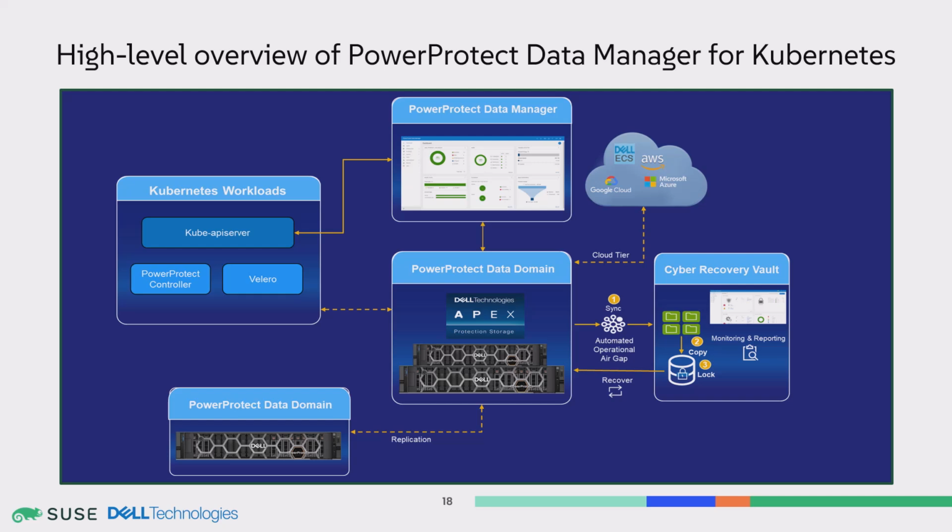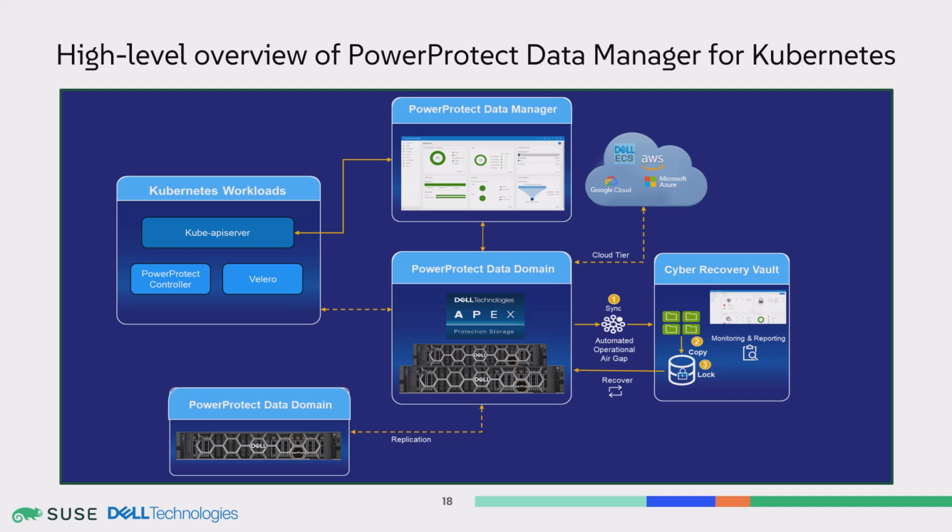During the discovery process, Data Manager creates two namespaces in the cluster, Velero and PowerProtect Controller. The PowerProtect controller is responsible for the backup and restore of persistent volume claims. The Velero component is responsible for the backup and restore of metadata that is saved in the target storage, which is data domain appliance. Once the cluster is added as an asset source in Data Manager and discovery is complete, the associated namespaces are available as assets for Kubernetes data protection.